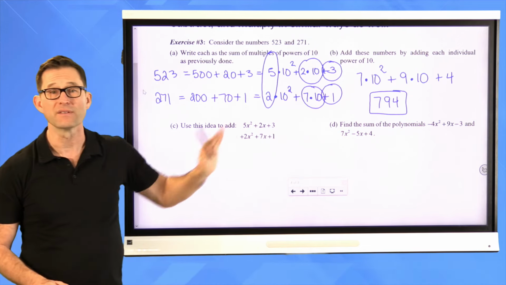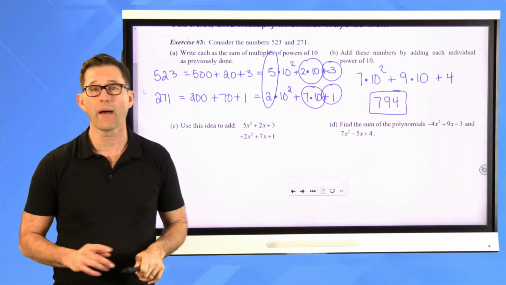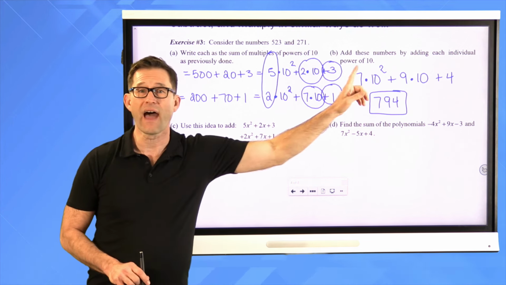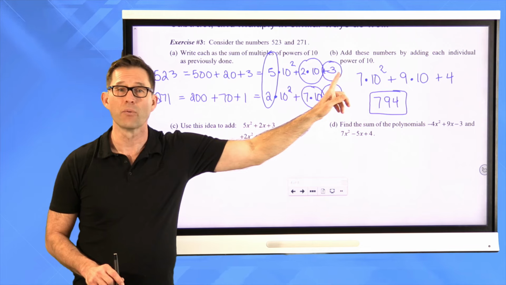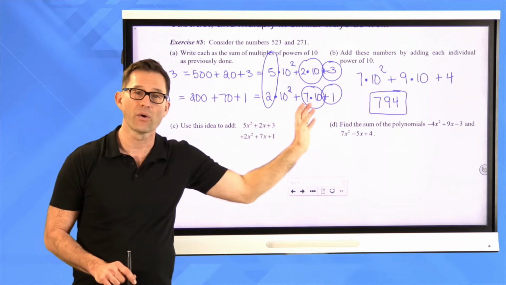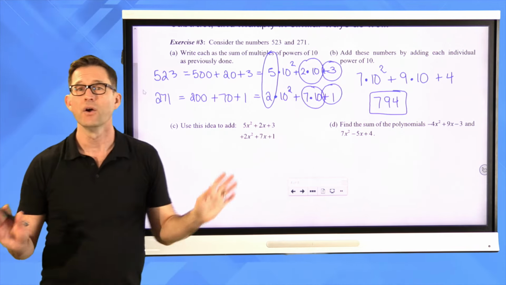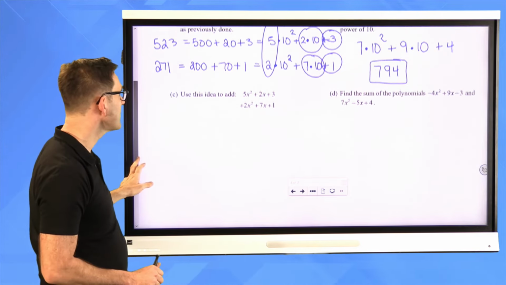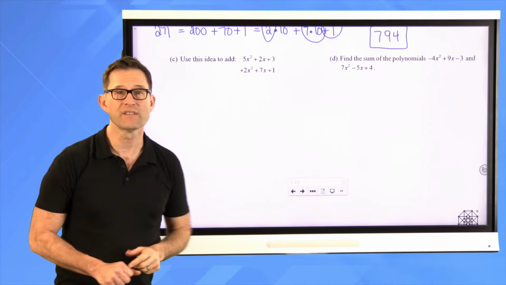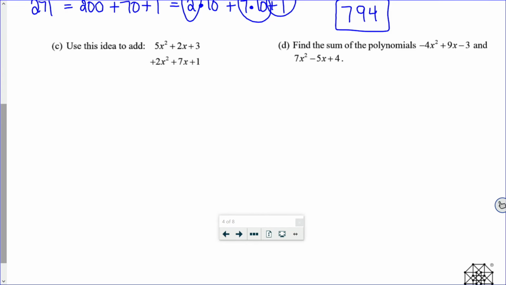Now, the one thing this doesn't take into account is what would happen if we, let's say, added these two things together and somehow we got a number bigger than 10 and we'd have to carry some digits and things like that. We're not going to worry about that right now. But let's now take that and go to letter C. Use this idea to add 5x squared plus 2x plus 3 plus 2x squared plus 7x plus 1.